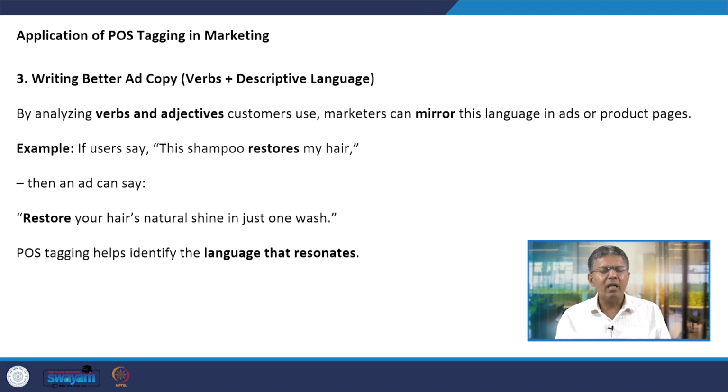So, if users say, let us say, this shampoo restores my hair, then an ad can be built accordingly, for example, restore your hair's natural shine in just one wash, because restoration was the big thing. The advertisement or the promotional campaign can be built around restoring your hair's natural shine. So, what does POS tagging do here? It helps to identify the language that resonates among the customers.